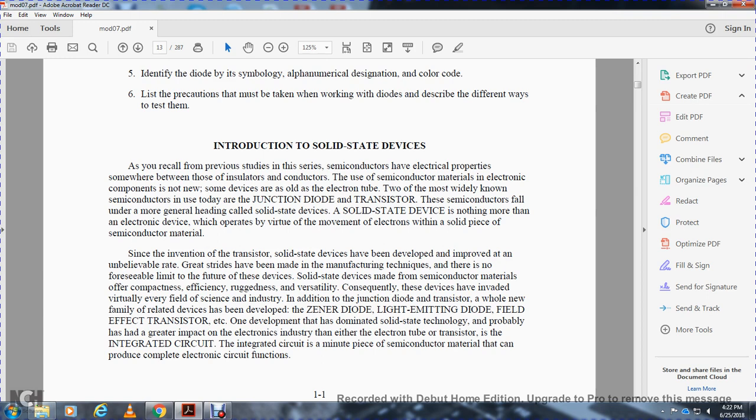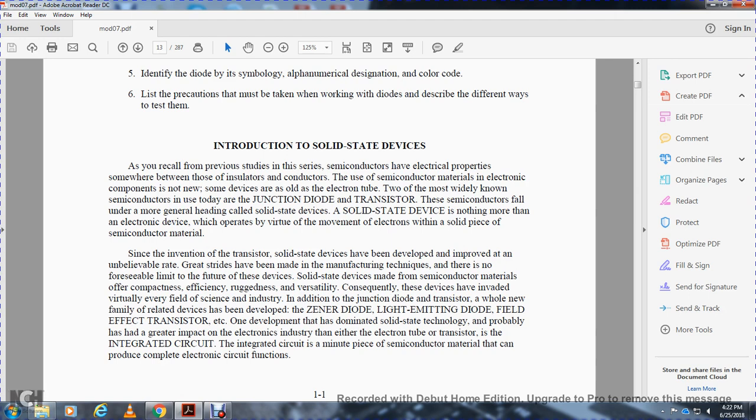Since the invention of the transistor, solid-state devices have been developed and improved at an unbelievable rate, with great strides made in manufacturing techniques. There is no foreseeable limit to the future of these devices. Solid-state devices made of semiconductor materials are outstanding in compactness, efficiency, ruggedness, and versatility. Consequently, these devices have invaded virtually every field of science and industry. In addition to the junction diode and transistor, a whole new family of related devices has been developed: the zener diode, light-emitting diode, and field-effect transistor.